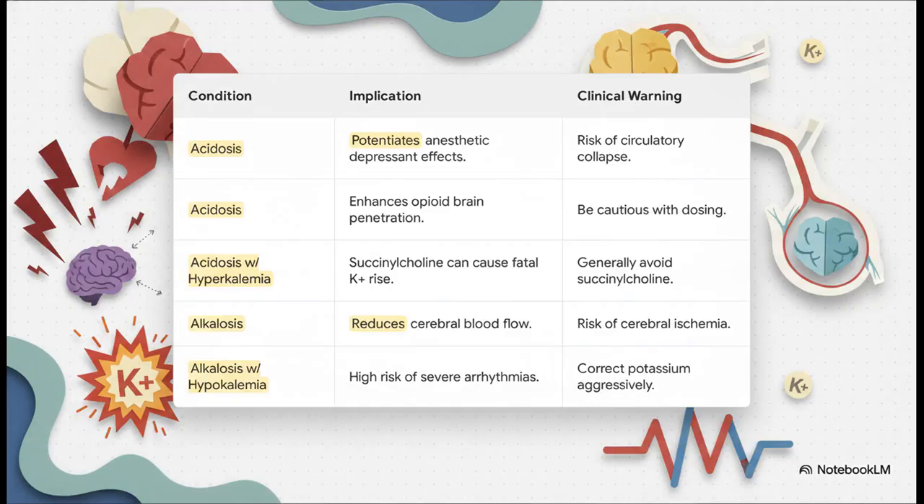This slide right here is exactly why we're having this conversation. A pre-op ABG isn't just another number. It fundamentally changes our entire anesthetic plan. In an acidotic patient, our anesthetic agents become way more potent cardiovascular depressants. Opioids cross the blood-brain barrier more easily. And using succinylcholine when there's acidemia-induced hyperkalemia, you are absolutely playing with fire. And don't think alkalosis is benign either. It can constrict cerebral arteries, risking brain ischemia, and set the stage for life-threatening arrhythmias if potassium is low.